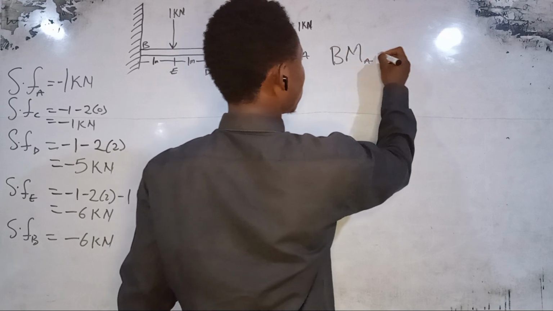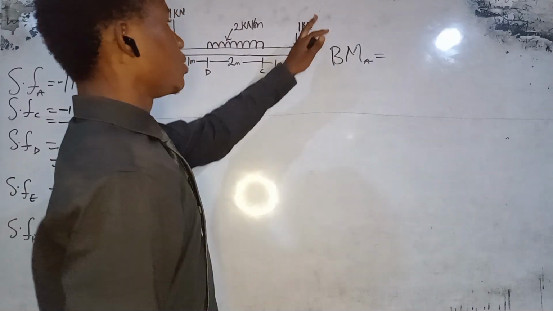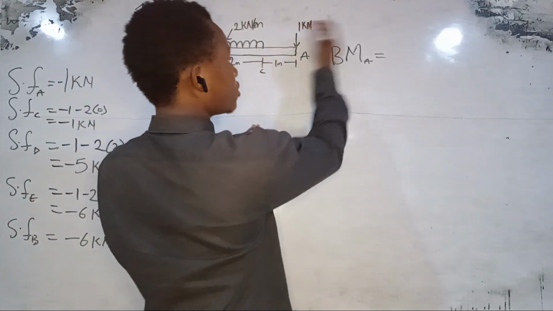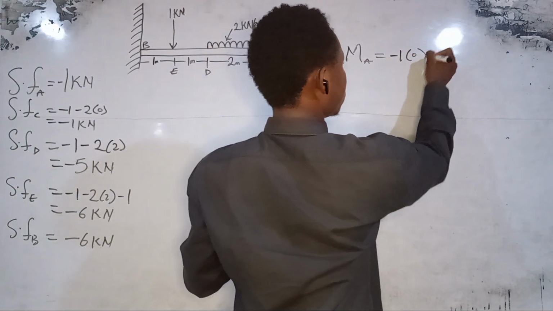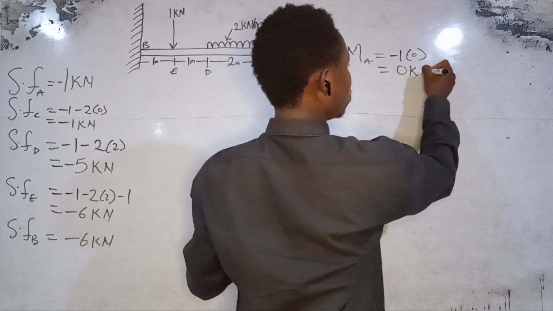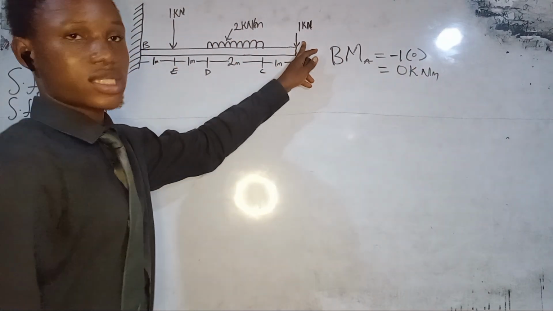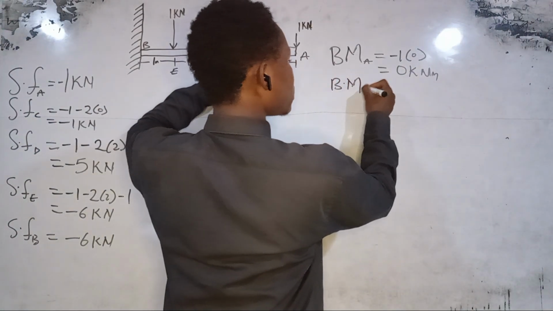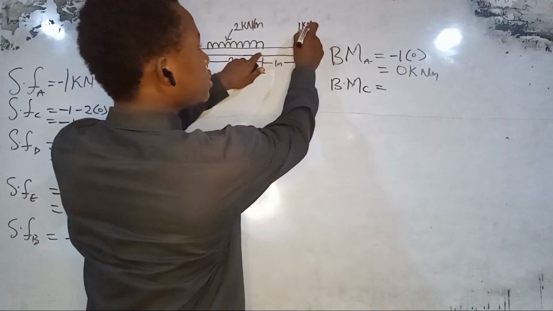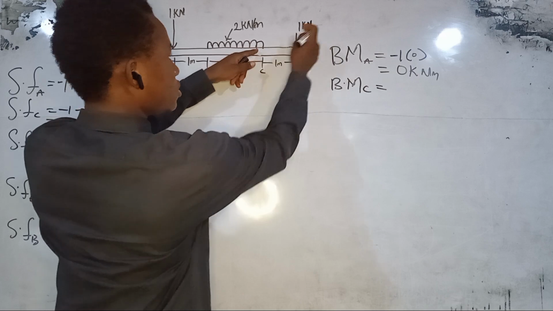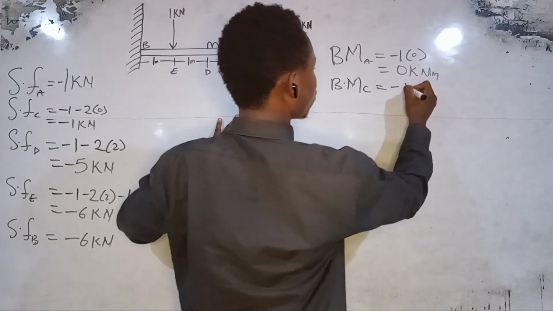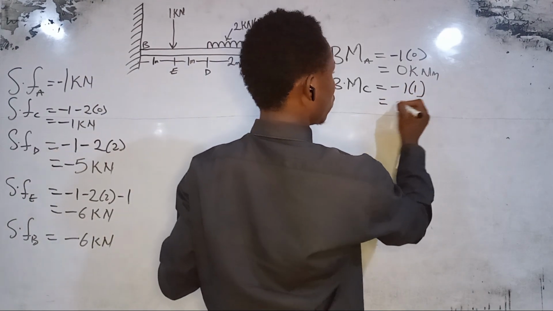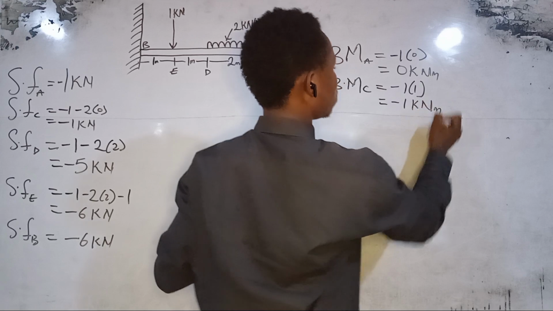The bending moment at A will be equal to the load at point A times the distance, that is minus 1 times 0, which is equal to 0 kilonewton meter. That is the bending moment at point A. Now the bending moment at point C will be equal to this load here times the distance from here to here. So we have minus 1. What is the distance from A to C? That is 1, which is equal to minus 1 kilonewton meter.